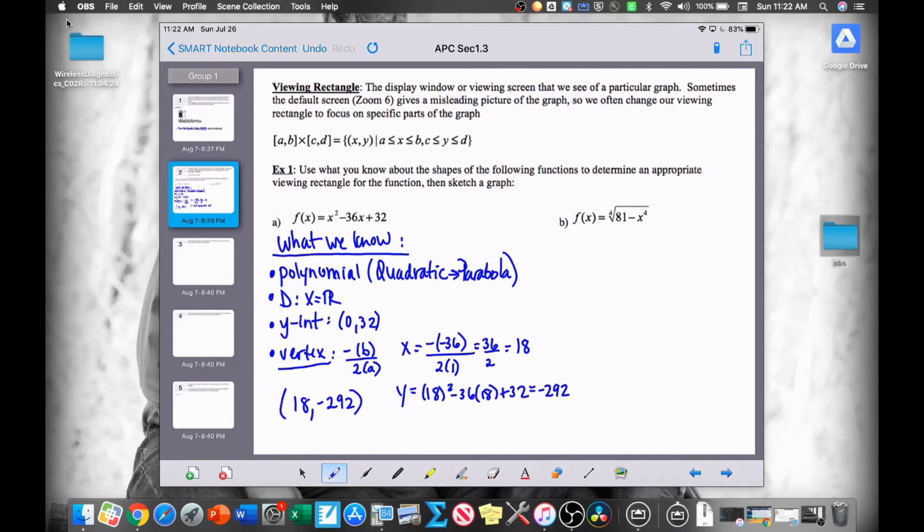Another thing that I know is that this is a parabola. I'm going to go back up here, and I'm going to say that this parabola opens up. We know this because the x squared term in my equation is positive. So I'm going to have something that looks like that, right? So now that I have a general idea here, I am going to think about what I want my viewing rectangle to be. So now I'm going to grab my graphing calculator and open it up.